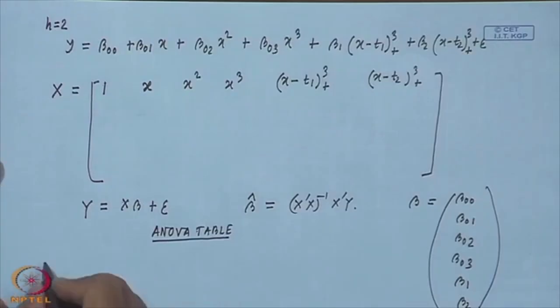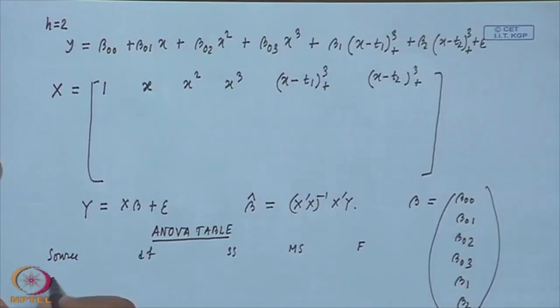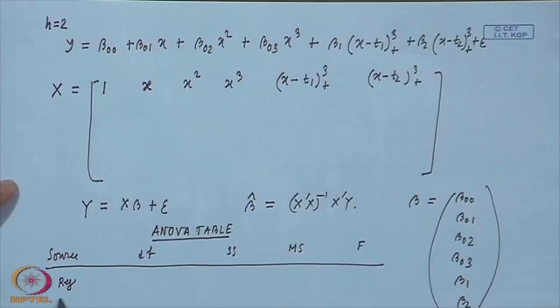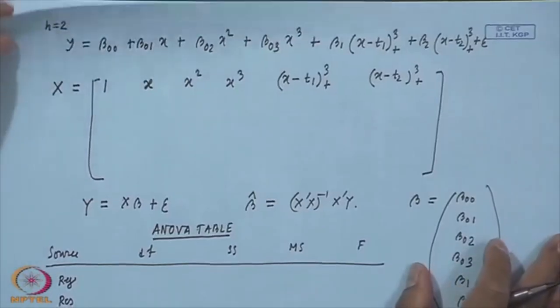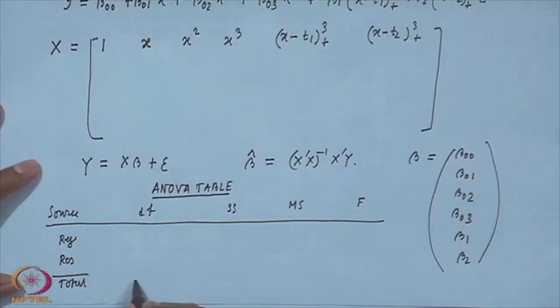and here is the ANOVA table for this. Source, degree of freedom, SS, MS and the F statistics. Okay. The source is the variation: SS regression, and then residual, and here you have the total. Okay. And if you have n observations, then the degree of freedom for total variation, SS total, is n minus 1.